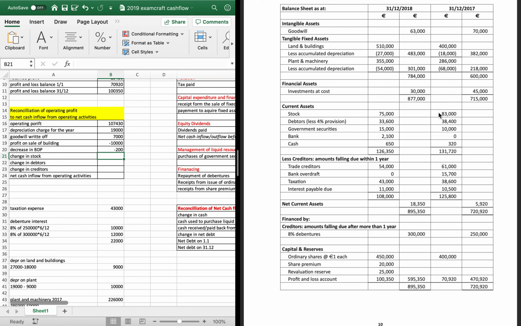Now stock, this should be the one that makes most sense. So stock has gone down. If stock goes down, you've sold more stock, cash goes up. So when stock goes down, cash goes up. That's what you need to remember. So stock has gone down by 8,000, so cash has gone up by 8,000. So that's to be added on.